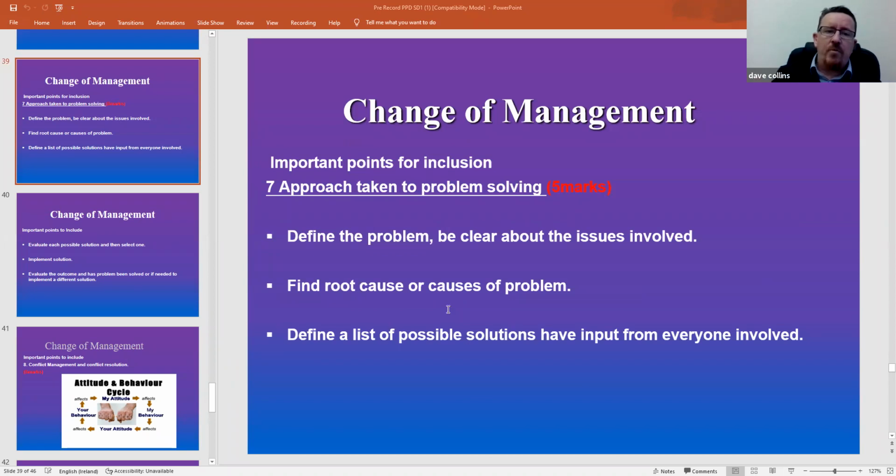So number 7, approach taken to problem solving. Define the problem, be clear about the issues involved, find the root cause or causes of the problem. Like I said, the 5 whys. Define a list of possible solutions. Have input from everyone involved. So you have your team around you, your planners, your organization, your developers in this change. Listen to what they have to say.